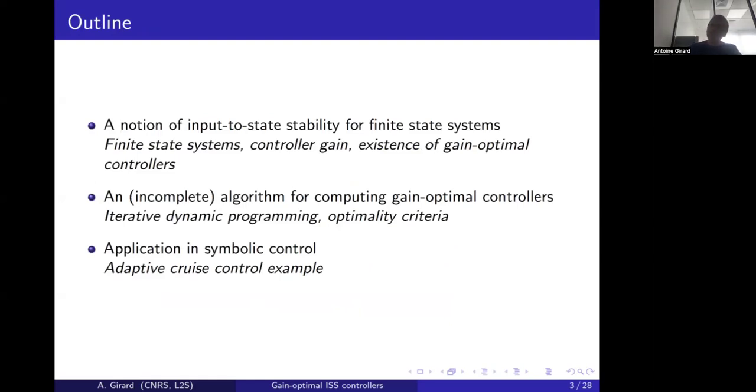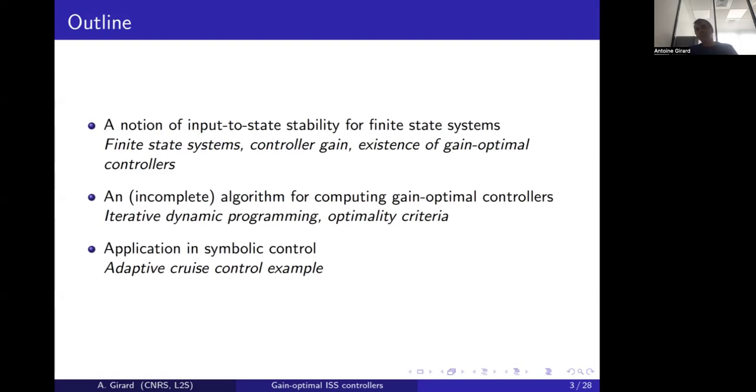So the outline of my talk will be the following. I will start by introducing some control problem that can be seen as some notion of input to state stability for finite state systems. I will first introduce the notion of finite state systems and also the notion of controller that we are going to consider, and then define the notion of gain for controllers and show that we can try to optimize this gain.